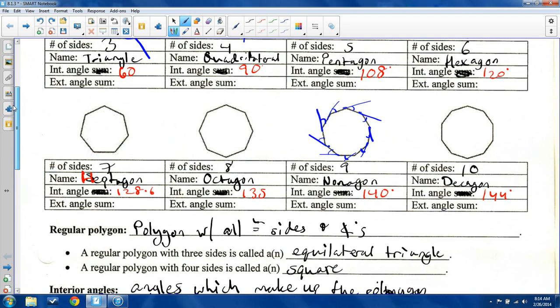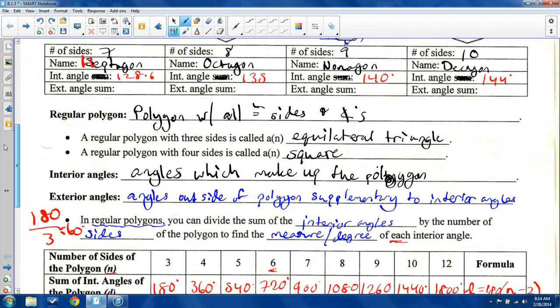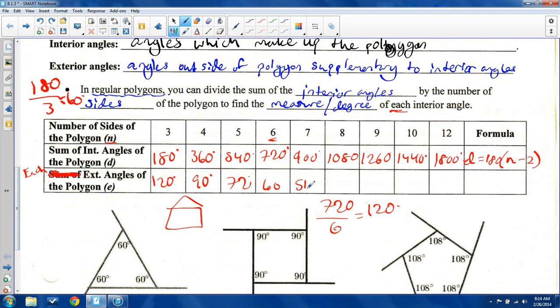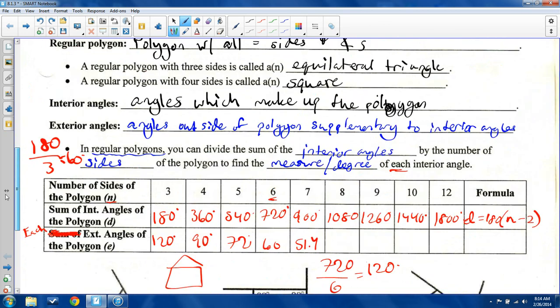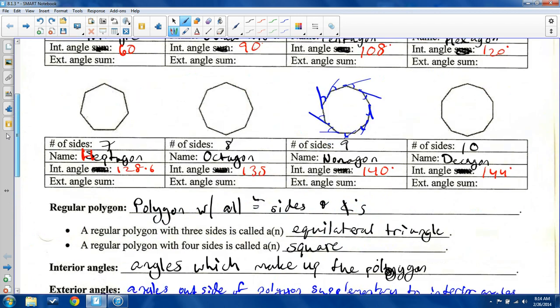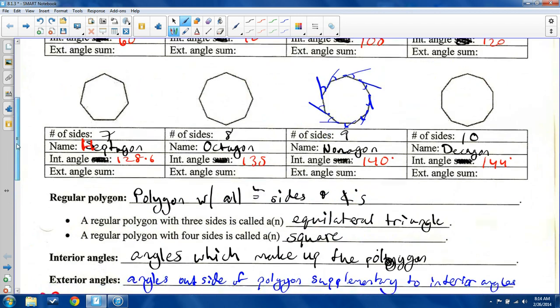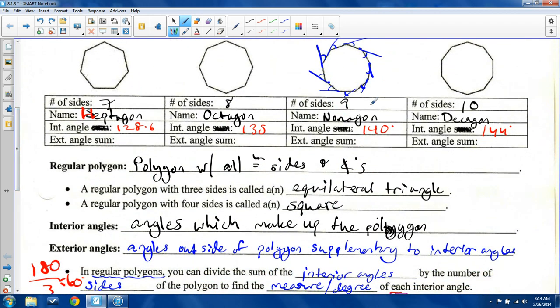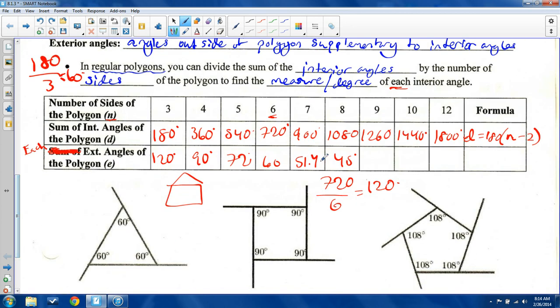180 minus 128.6 is 51.4. 180 minus 135 is 45. 180 minus 140 is 40. And 180 minus 144, I'm looking ahead, is 36. So we'll get 40 and 36. I'm going to ignore that one for now.